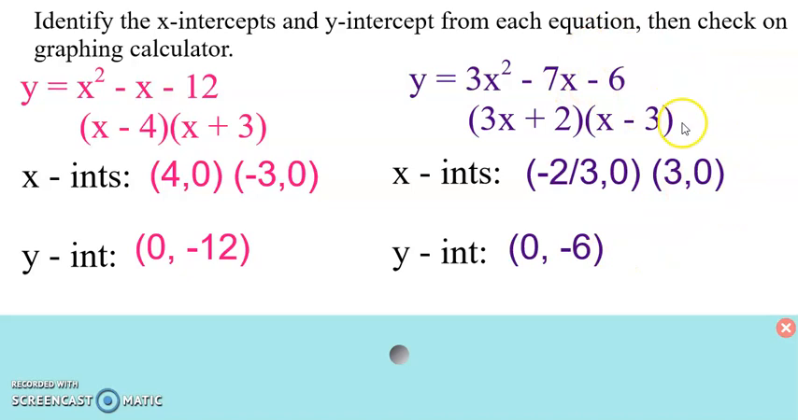Then we need to factor. We have to be careful because a is greater than 1, so we have to think carefully about how we factor that. And now we get an x-intercept of negative 2/3 for this one. Okay, so it's the opposite of plus 2 with times 3, so it's negative 2 divided by 3. And then here we've got a positive 3, and those are two x-intercepts there.